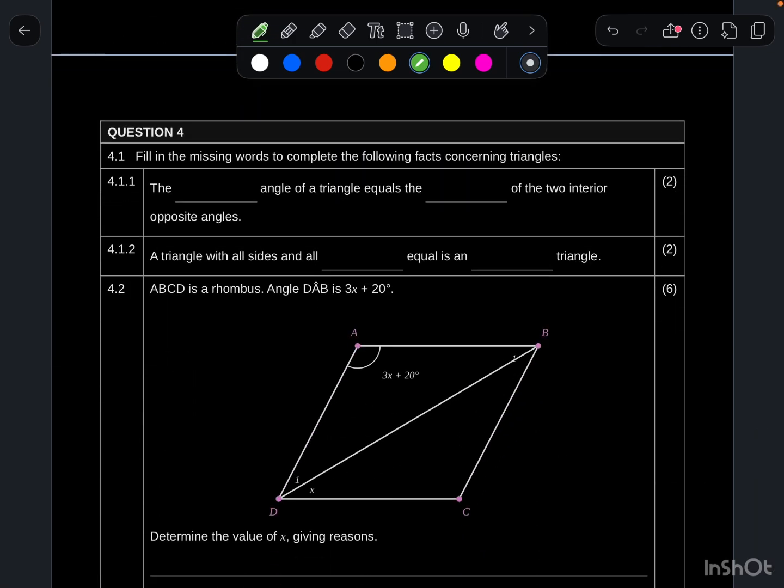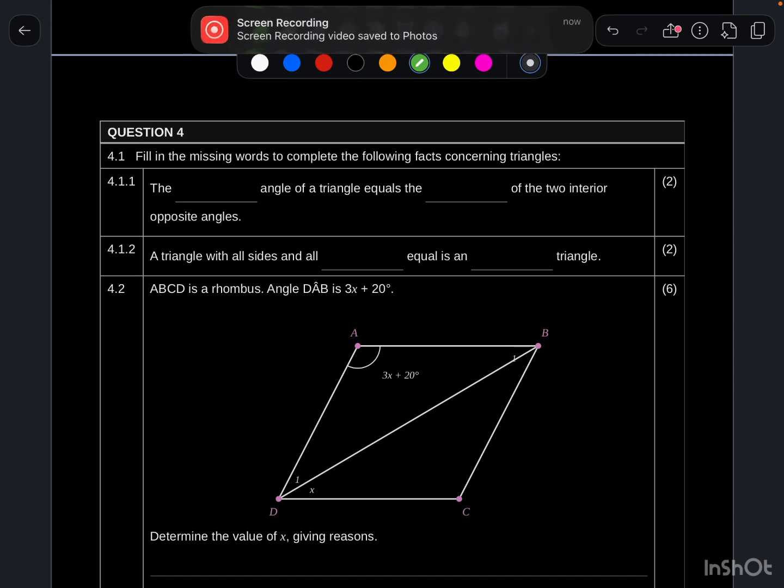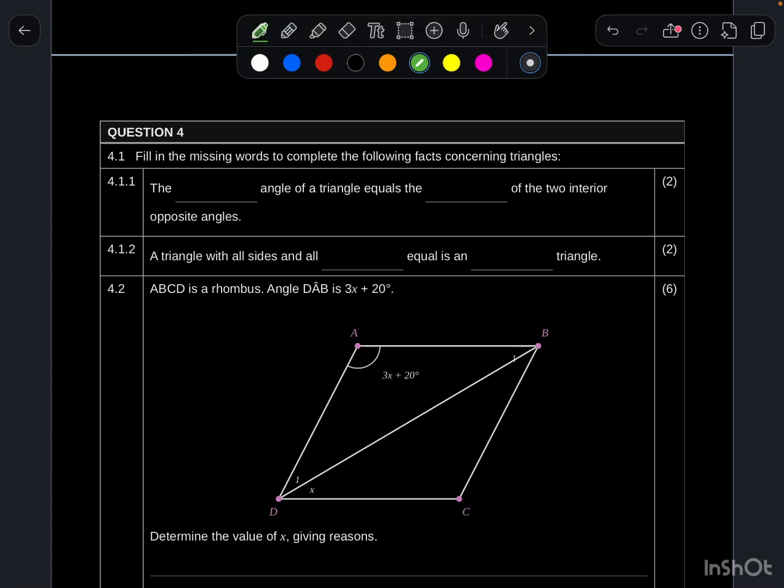4. Fill in the missing words to complete the following facts concerning triangles. The something angle of a triangle equals the... Okay, so the exterior angle of a triangle equals the sum of the two interior opposite angles. A triangle with all sides and all angles equal is an equilateral triangle.